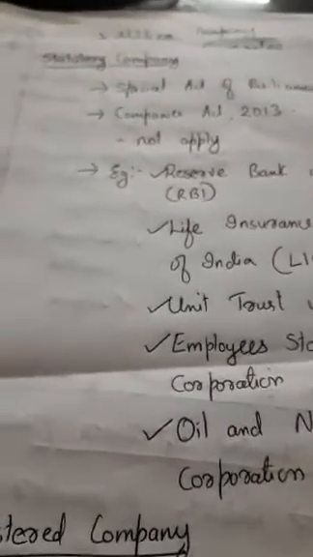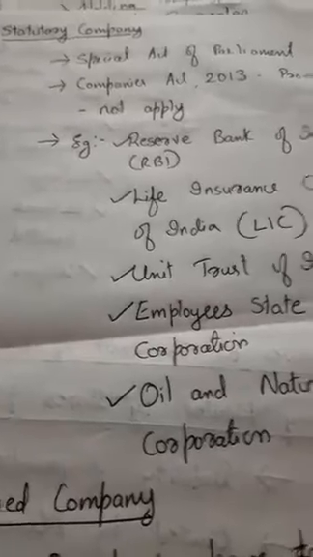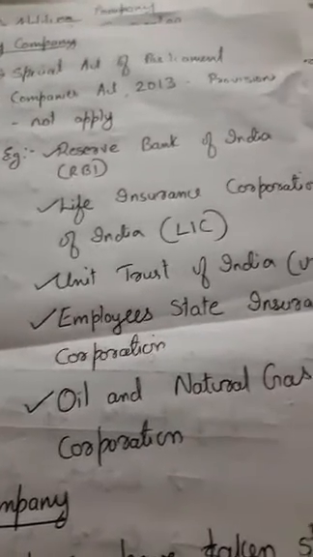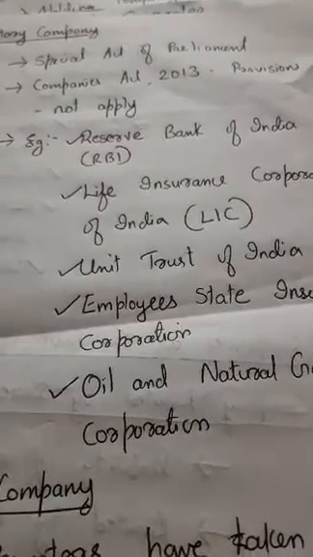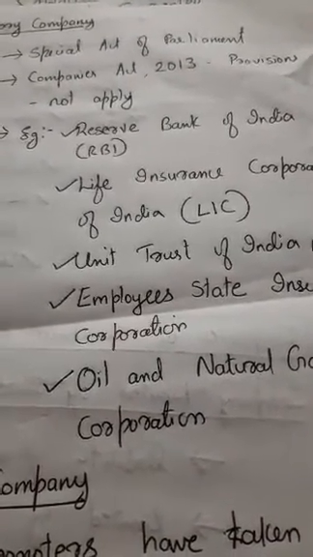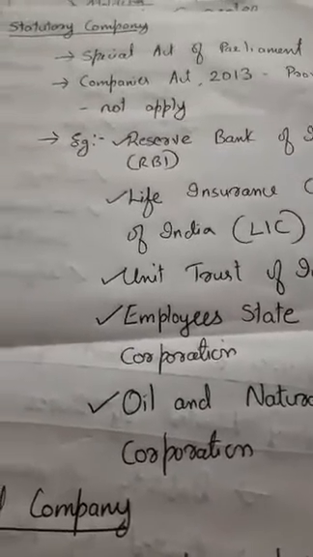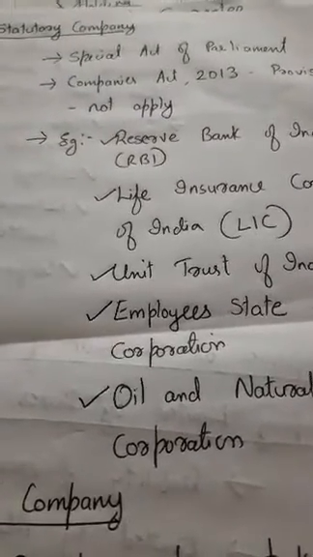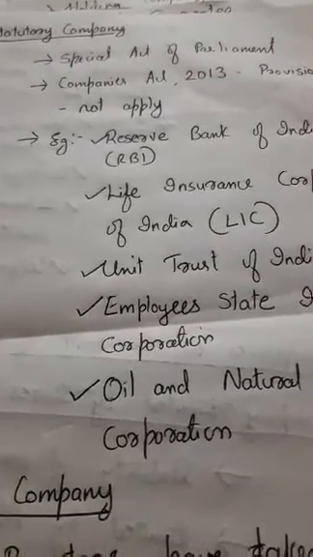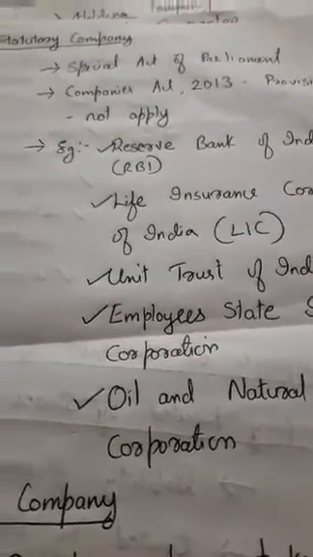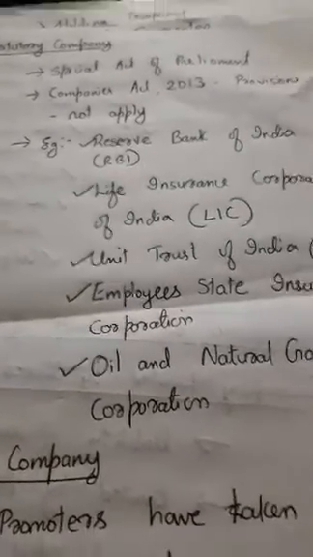Next, we can discuss statutory companies. What is a statutory company? Statutory companies are those companies which are formed by a special act of parliament, and the provisions of the Companies Act 2013 are not applicable to statutory companies. The companies which are formed by statute or special act of parliament are statutory companies.